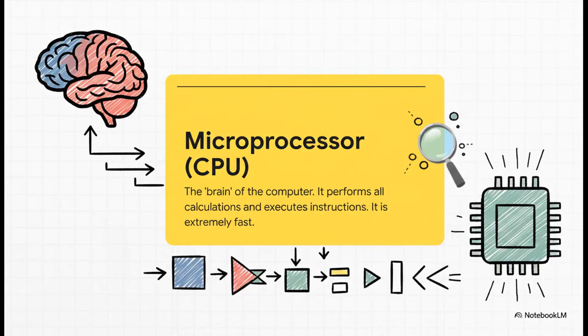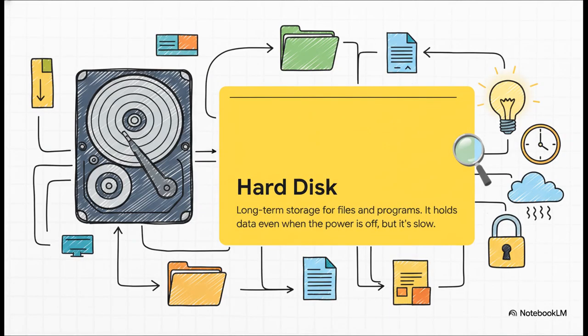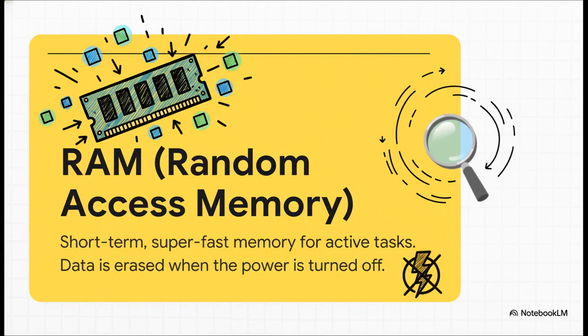First up, the microprocessor, or CPU. This is the brain of the whole operation, doing all the heavy thinking. Next, you've got the hard disk. Think of this as the long-term memory, where all your files live. And finally, there's RAM. This is the computer's super fast workspace for whatever it's doing right now.